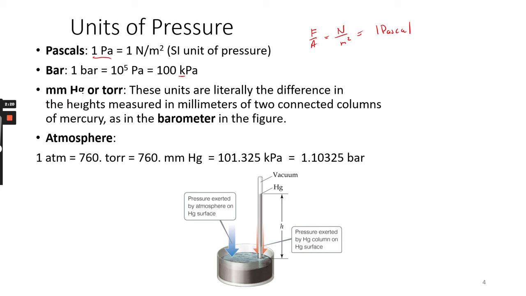A millimeter of mercury is basically, if you look down here, if you have a dish with mercury in it and a tube, you measure the height of the mercury in the tube, and that equates to the pressure. And you measure the height in millimeters. So it's literally millimeters of mercury.